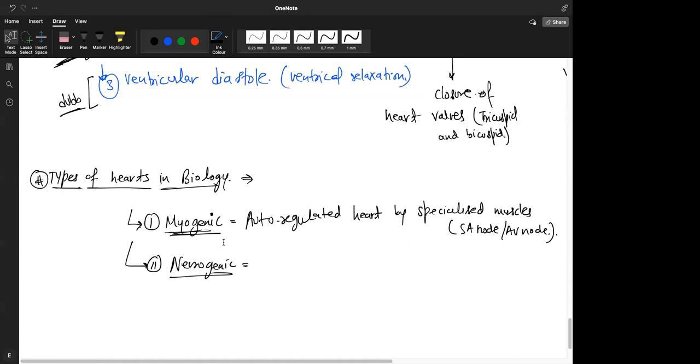But another one is a neurogenic heart, which is controlled by the brain. So in this, if the organism is brain dead, the organism is dead. The heart will not beat. Okay.